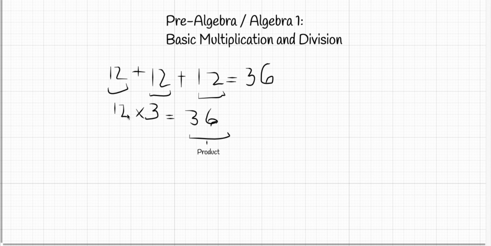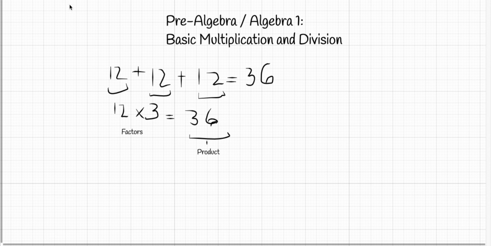Now, what about these two? We had addends in addition problems. These are called factors. And if you go further into Algebra 1 and Pre-Algebra as well, you'll hear that the factors of a number are the numbers that multiply out to it. The factors of 36 are technically 12 and 3. That's just two of the factors, because 12 and 3 form the factors of this equation that multiply out to the product of 36.